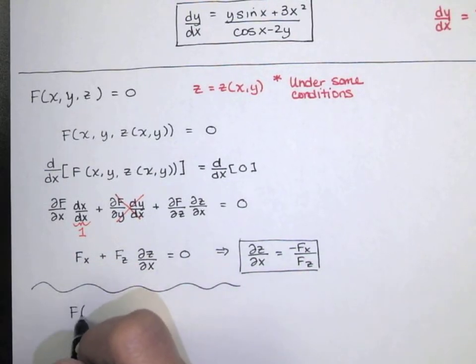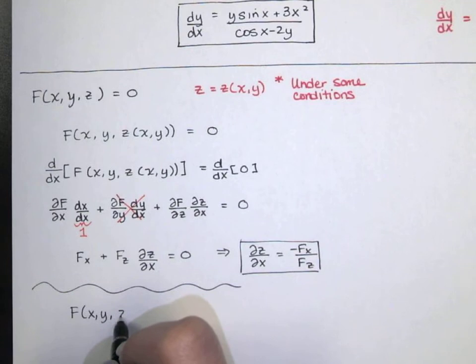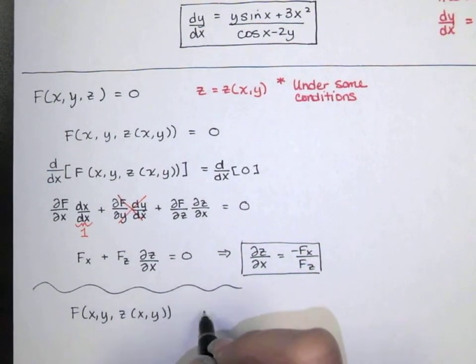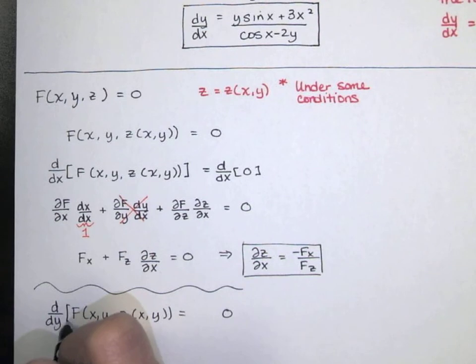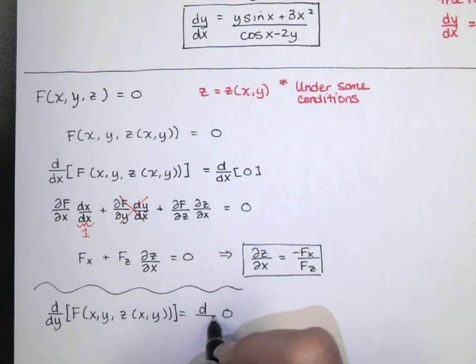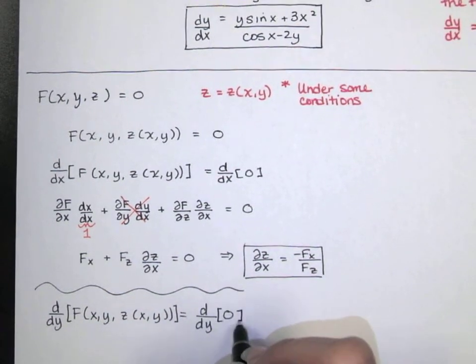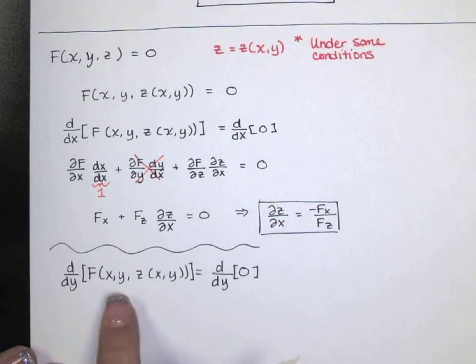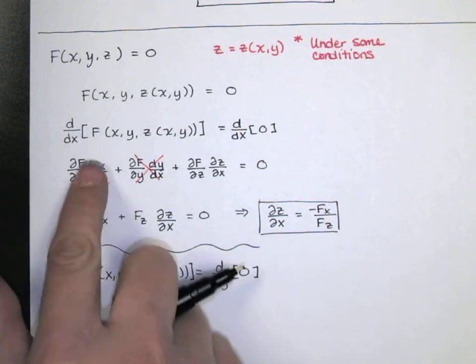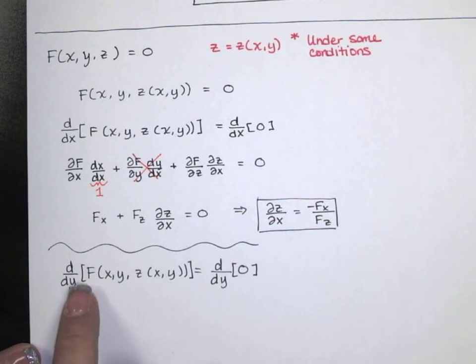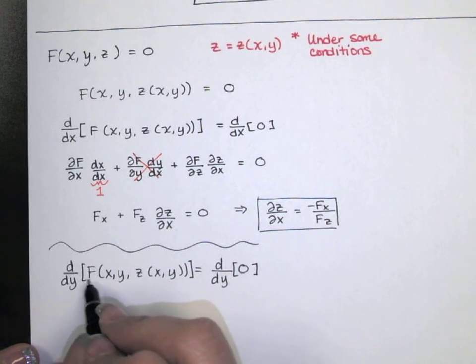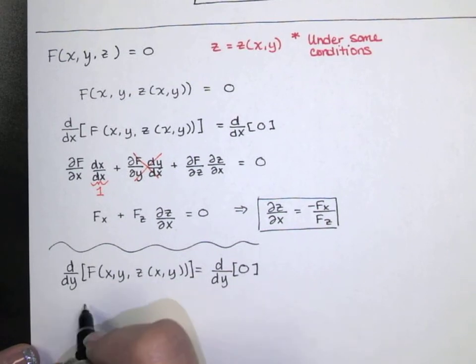we could look at f of x, y, and z of x, y, and take the derivative of both sides with respect to y. Now we're assuming that x and y are independent variables, so this term doesn't need to be there. I'm taking the derivative with respect to y. Anything that just involves x is going to be 0. It's gone. Then I'll take the derivative of everything that I see here with respect to y.